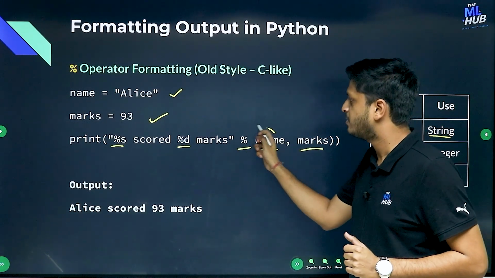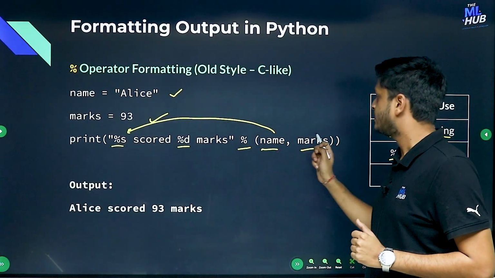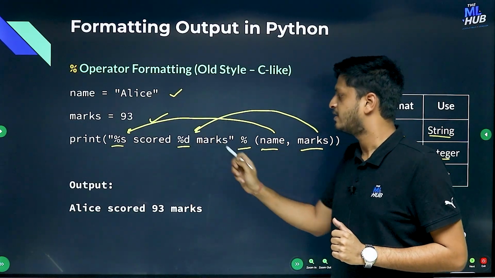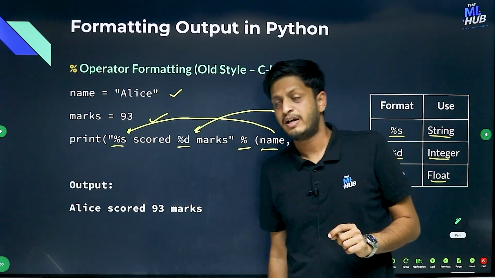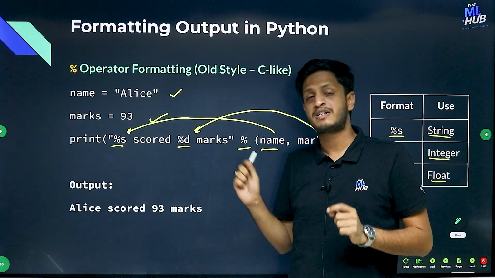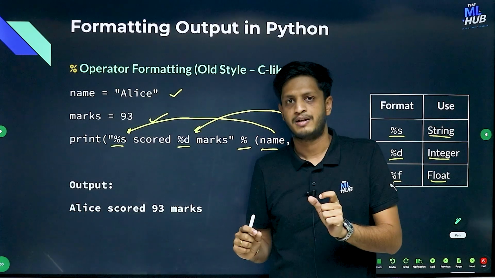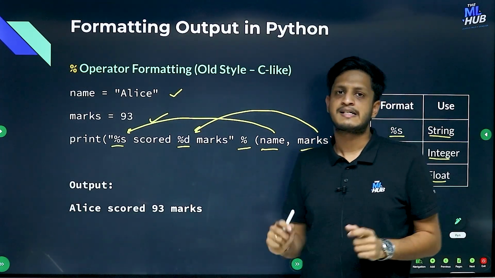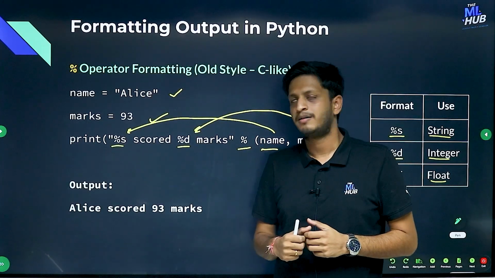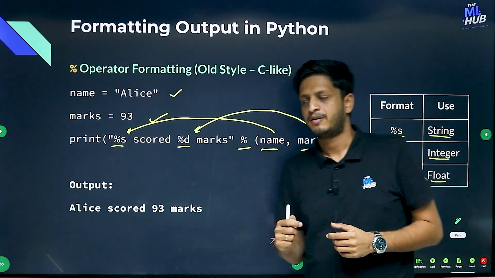So the first argument will be replaced by the first percentage sign, and the second argument will be replaced by the second percentage sign. So name will go here and marks will go here. Okay, remember the type here, you have to mention the type of the variable that you are printing as well. So the output will be Alice scored 93 marks. This is another way to format output in Python using the percentage operator.